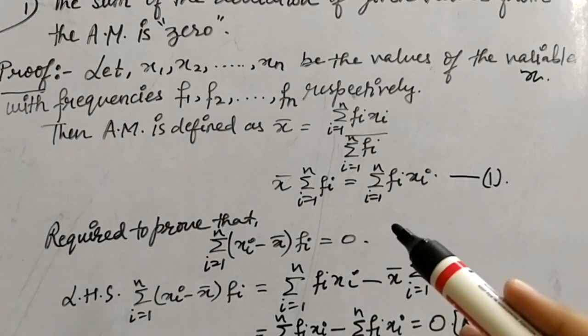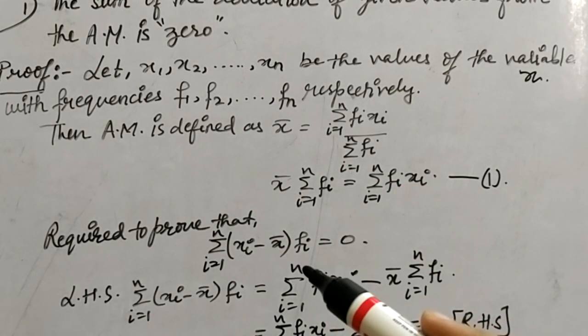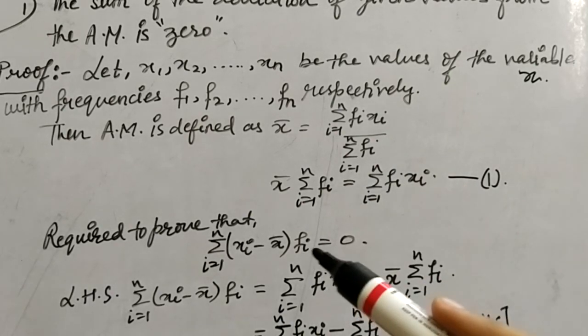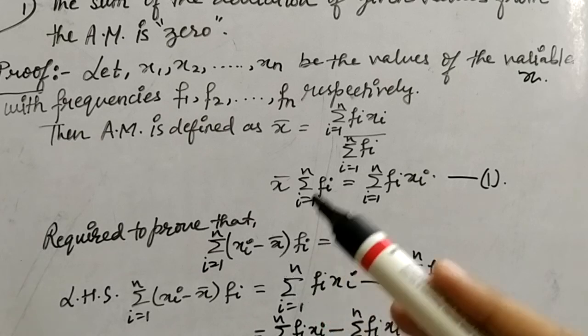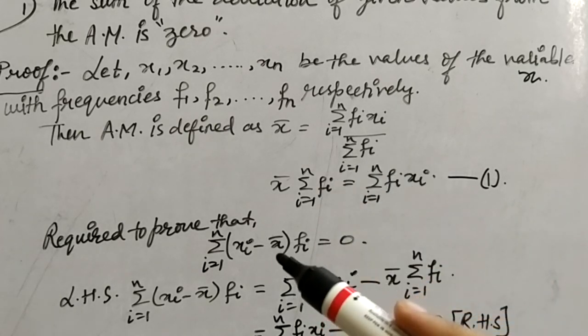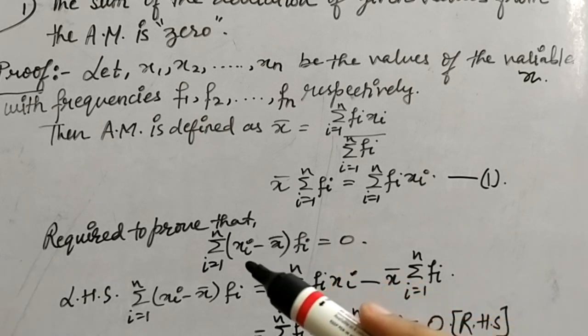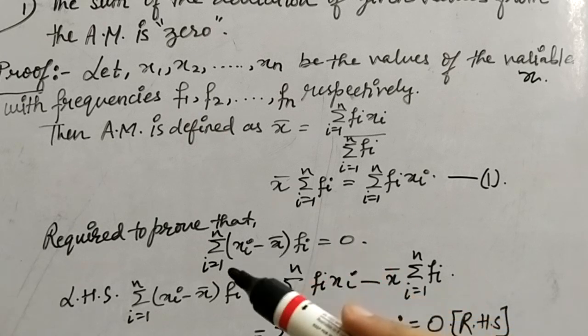Now we have to prove that the sum of the deviations, with frequencies, of the given values from the arithmetic mean is 0. Here x bar is the arithmetic mean, as you can see. Deviation means the difference of the other values from the arithmetic mean, and the sum is 0. We have to prove this.